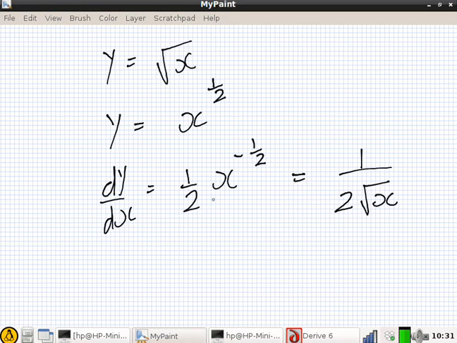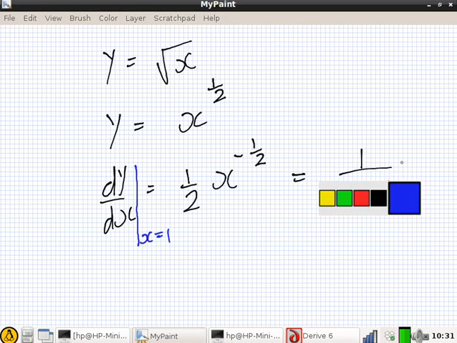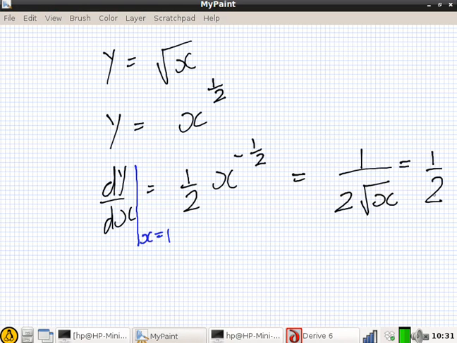Again, let's put in a number in the question. So let's say we wanted when x is 1. So what would you get here? What's the answer? 1 over 2. Okay. Let's graph that now.